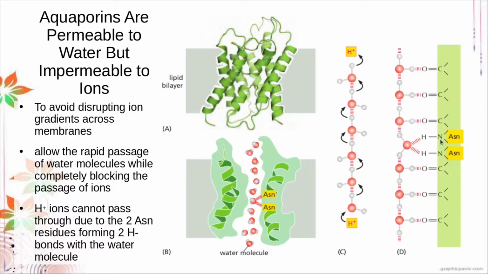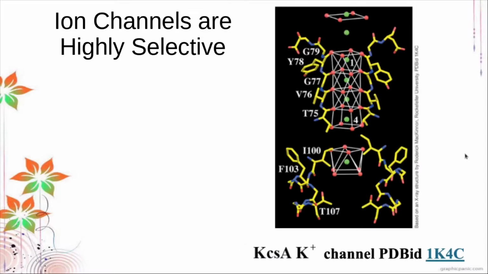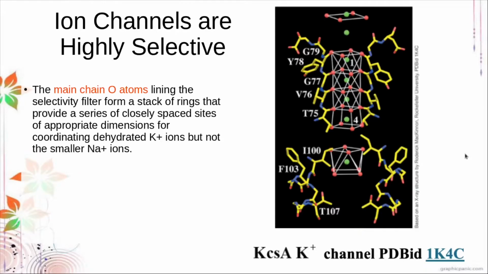And then again, aside from these filters, you also have the sizes. And of course, the channel is lined with oxygen that forms hydrogen bonds with your water. So again, the lining, the size of the channel, and of course, the selectivity part allow it to select only water to pass through. So aside from aquaporins, we also have ion channels. And ion channels are also highly selective like aquaporins.